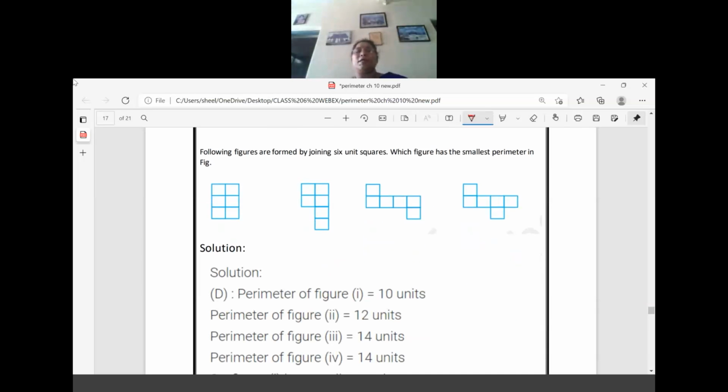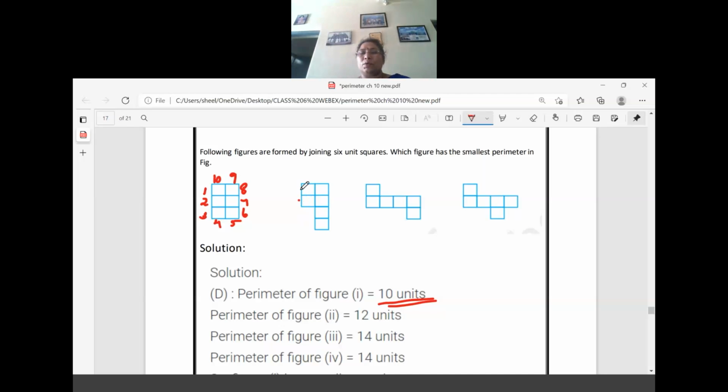Next, the following figures are formed by joining 6 unit squares. Which figure has the smallest perimeter? So the perimeter idea means the distance along the sides only we have to calculate. It is a 6 unit square only, so each will have 1 centimeter only. For the perimeter of the figure, outside we have to go 1 square, next 2, 3, 4, 5, 6, 7, 8, 9, 10. So 10 units, right? Like that, the outer boundary length we have to add.